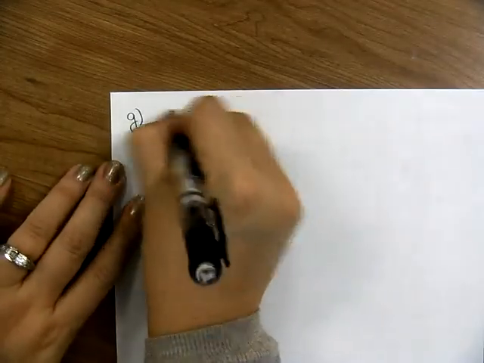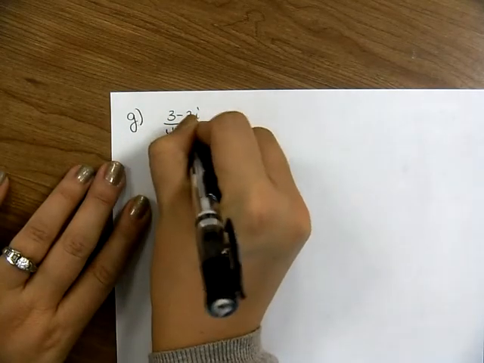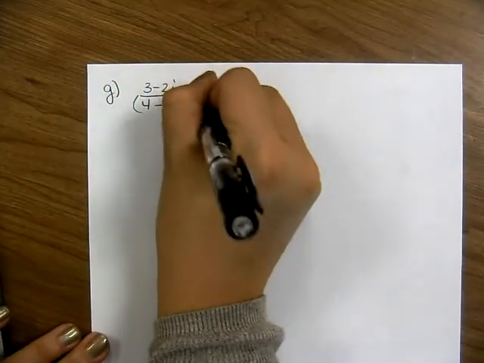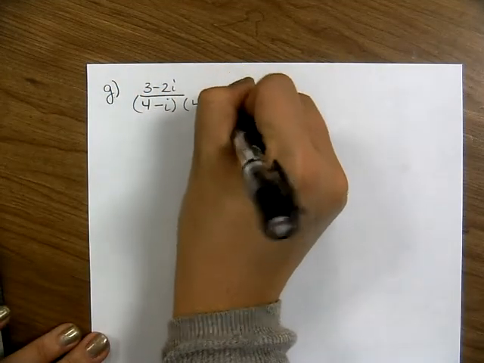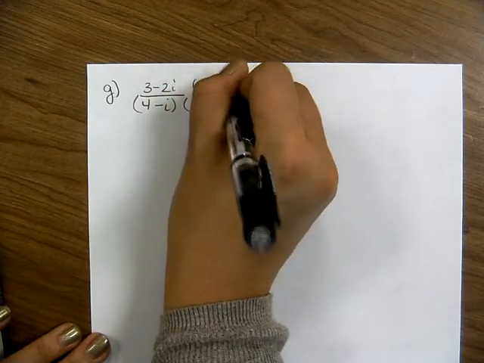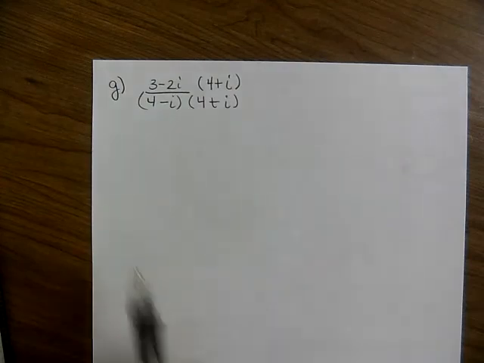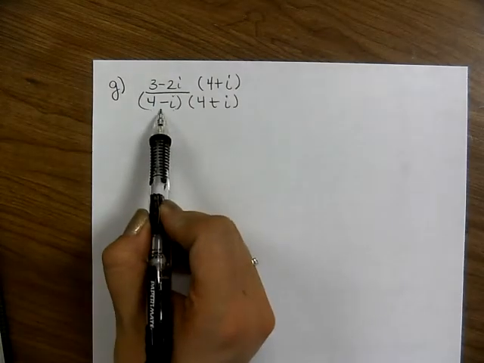3 minus 2i over 4 minus i. So we still have an issue. We still have an i in the denominator, but now we can't just multiply by i because then we just introduce a 4i. So what? Yes, the conjugate. Remember that? So 4 plus i is what we want to multiply by. Remember, to find the conjugate, all you do is take the first and the last term, keep those as is, and change the middle sign.